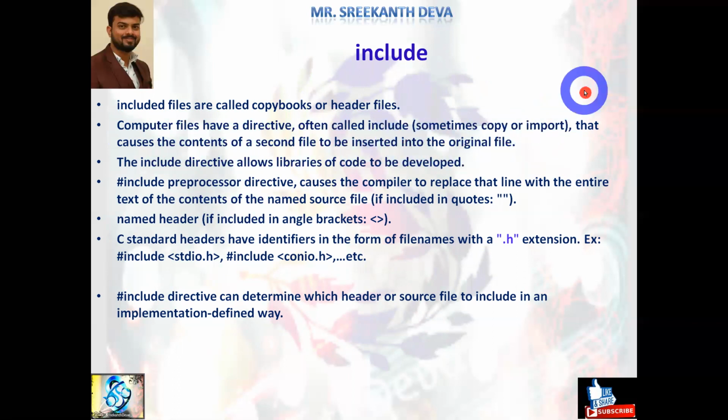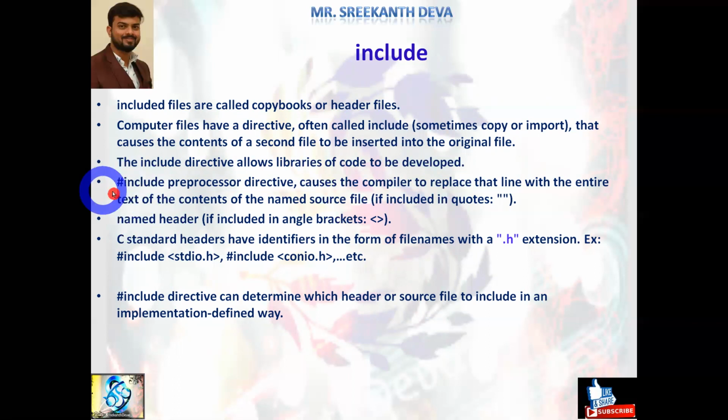At a high level, especially in Java, they use a keyword called import, but in C and C++ we use the include keyword, including the built-in standard libraries in our program. It causes the contents of a second file to be inserted into what? The main file, or original file. The include directive allows libraries of code to be developed.